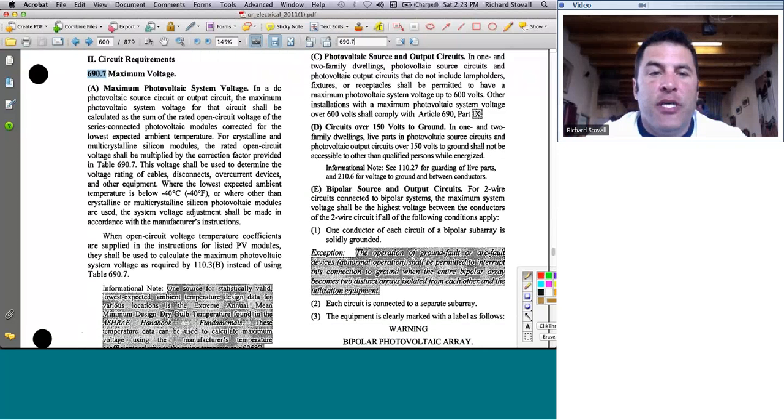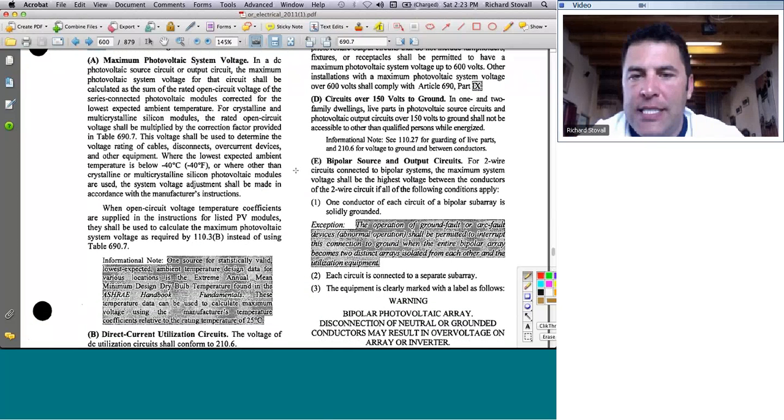Maximum photovoltaic system voltage in a DC PV source circuit or output circuit: the maximum PV system voltage for that circuit shall be calculated as the sum of the rated open circuit voltage of the series connected PV modules corrected for the lowest expected ambient temperature. Okay, so that part of the code has been there for many, many years, but without any reference to the source of the lowest expected ambient temperature, okay? And in absence of any guidance from the NEC, the PV industry on its own decided to use the record low, which is an extremely conservative way of applying this rule.